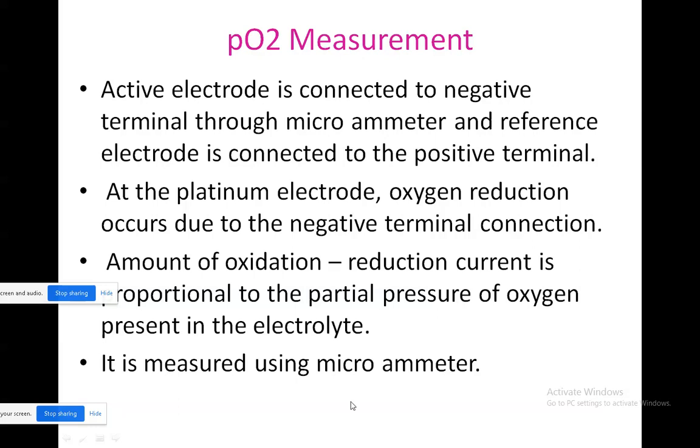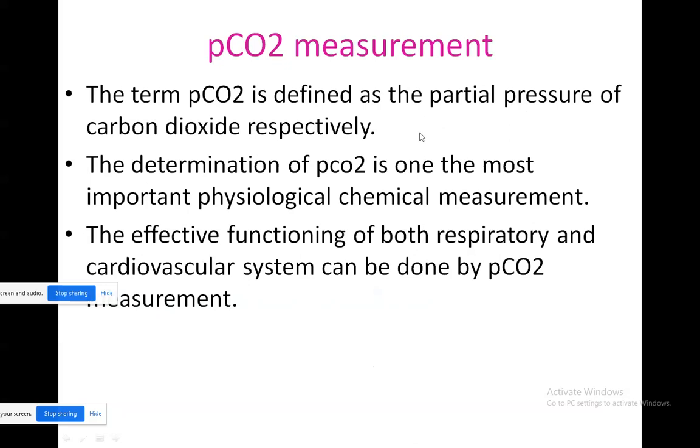This partial pressure of oxygen is measured through a microammeter. Microammeter means the current is in the range of microamps. Next, first we saw pH measurement and then pO2. Next, pCO2 measurement.